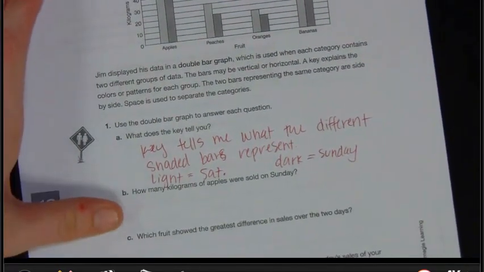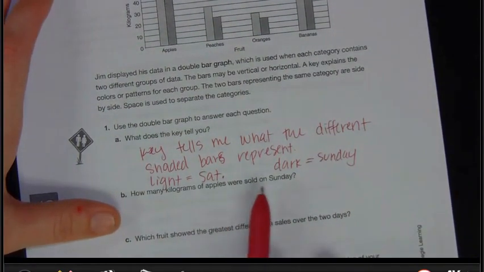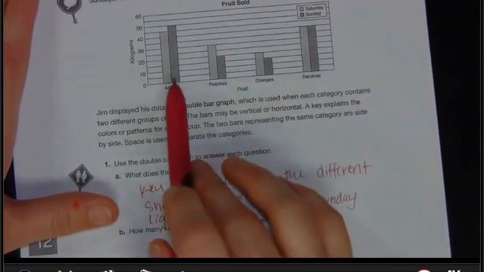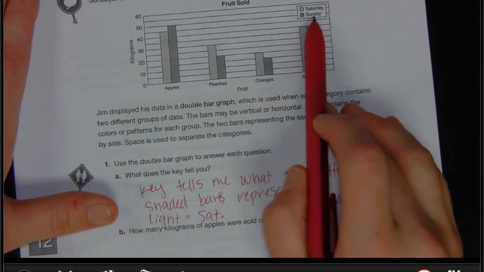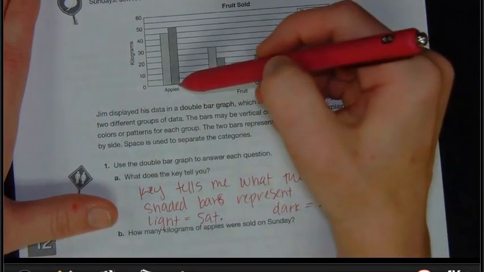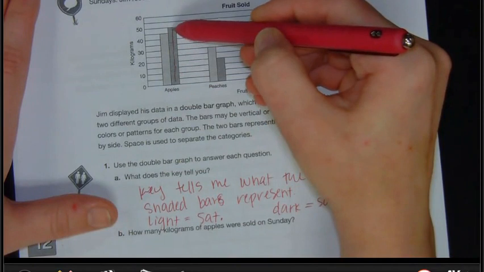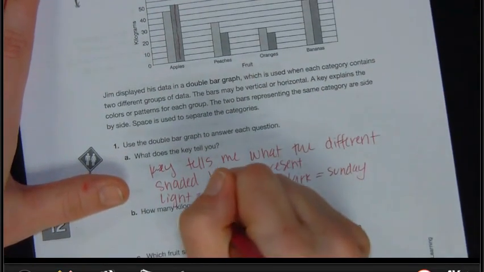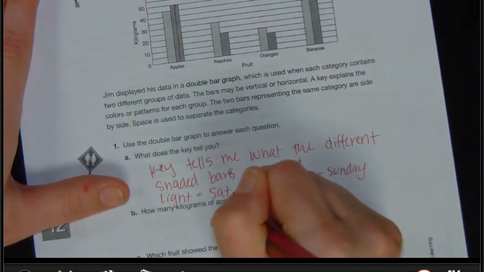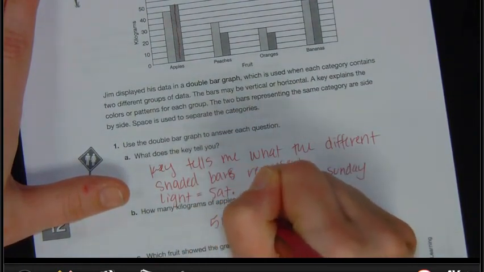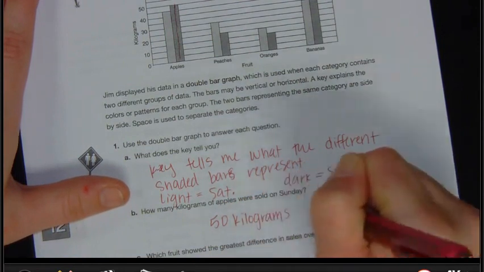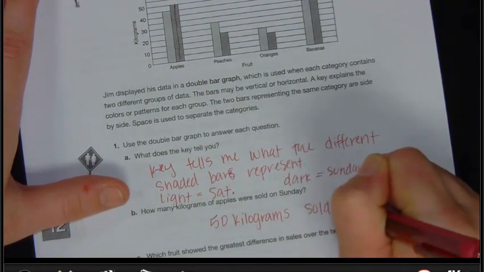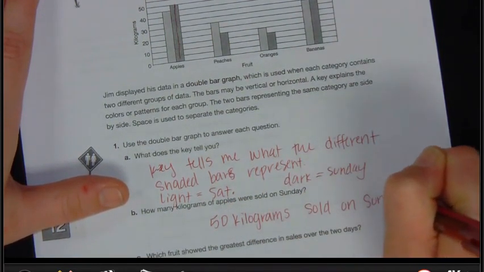Okay. All right. How many kilograms of apples were sold on Sunday? Okay. So I need to go to apples. Well, I look at my key and I see that Sunday is the darker. So I'm going to look at the darkest bar for apples, find where it touches the line, and it hits right at 50. So there were 50 kilograms sold on Sunday.